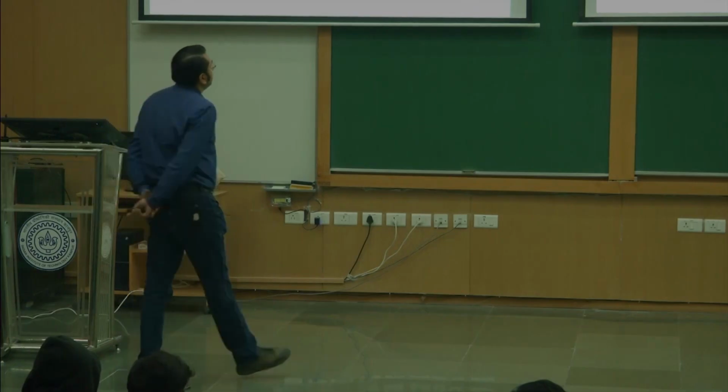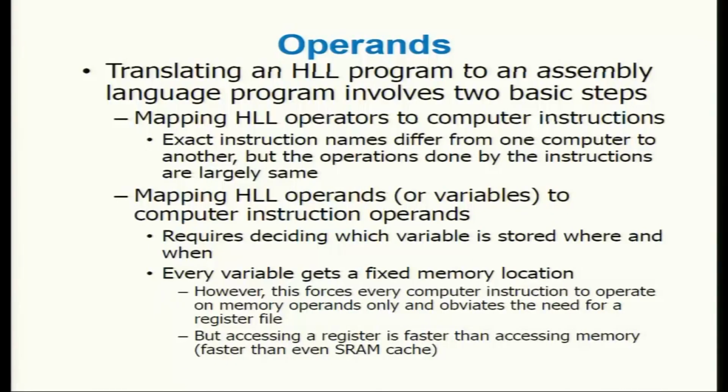Okay. Now translating a high-level language program to an assembly language program involves two basic steps. Mapping the high-level language operators to computer instructions, that's the first step. Exact instruction names differ from one computer to another, but the operations done by the instructions are largely the same. Like for example, you have add, subtract, divide, multiply, and, or, XOR, this kind of instructions. And the second step is to map the high-level language operands, that is the variables of your program, to computer instruction operands. So these are the basic two steps that a compiler does.